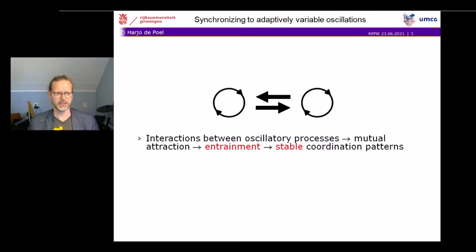It doesn't really matter what kind of oscillatory process you have, as long as it's an oscillatory process: if these oscillatory processes interact, you get mutual attraction, they attract into one another's behavior, which causes entrainment. Entrainment is the adaptation of each individual oscillatory process, and implies stable coordination patterns, like synchronization patterns.